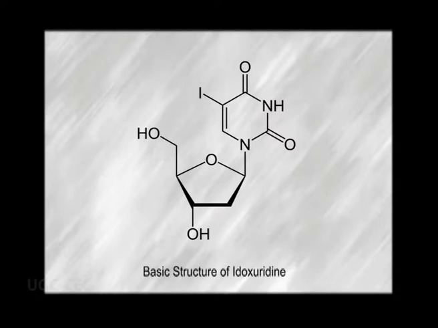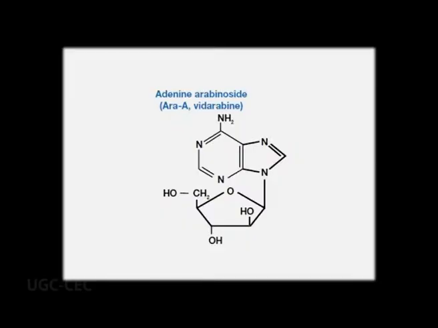We start with idoxuridine, which is an analog of thymine. It is used for the treatment of eye infections caused by herpes viruses. Next we have vidarabine, which is an analog of adenine. It is used for the treatment of encephalitis caused by herpes virus. It causes damage in the brain and it is effective to treat the herpes virus infection.